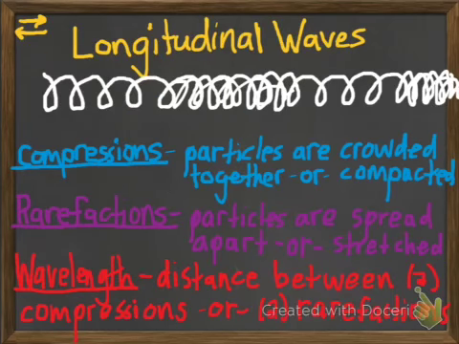Next, the other type of wave that we're looking at is called a longitudinal wave, and we said longitudinal waves move side to side, or horizontally, parallel, however you want to think of it. So the parts of a longitudinal wave that we identify are compressions and rarefactions.